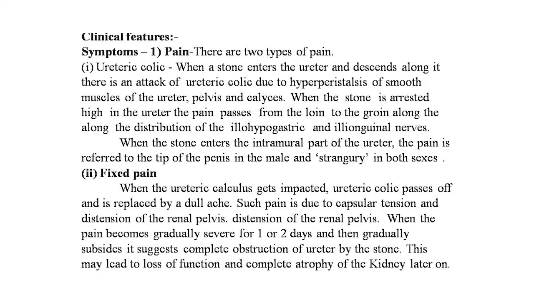And the next is the fixed pain in the symptoms of ureteral stones. When the ureteric calculus gets impacted, the ureteric colic passes off and is replaced by a dull ache. Such pain is due to capsular tension and distension of the renal pelvis. When the pain becomes gradually severe for 1 to 2 days and then gradually subsides, it suggests complete obstruction of the ureter by the stone. This may later lead to loss of function and complete atrophy of the kidney.